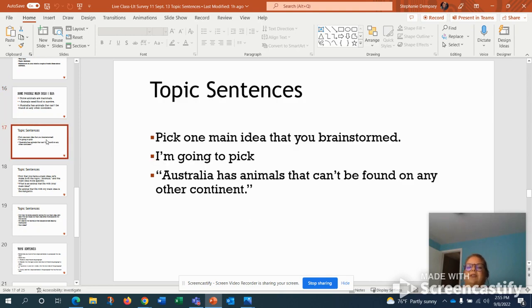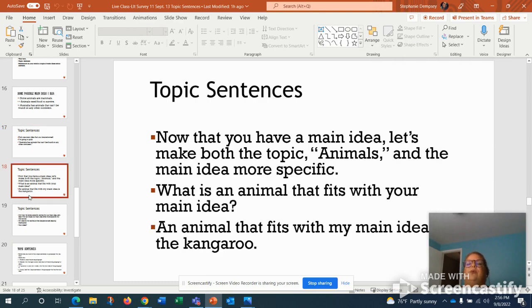So for topic sentences, I'm going to pick one main idea that I brainstormed, and I'm going to pick Australia has animals that can't be found on any other continent. So you have a main idea, and let's make both the topic animals and the main idea more specific. We want them specified with a lot of detail to make sure that people really understand what we're talking about.